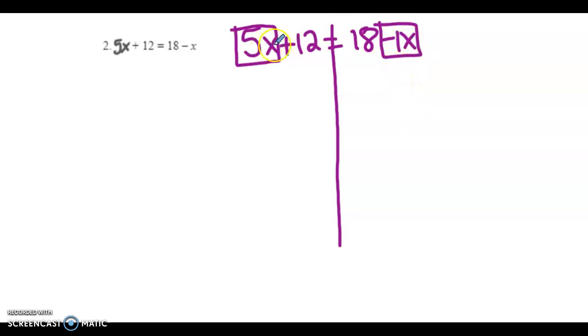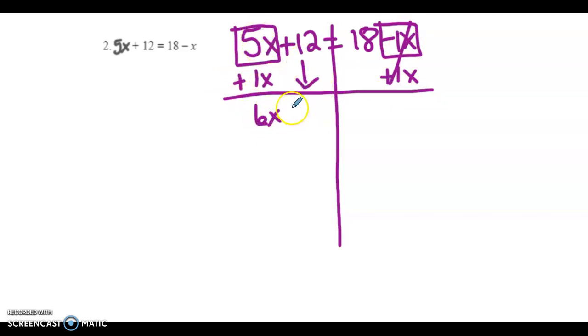And now since I have them on both sides, I need to get rid of one of them. And I always like to get rid of the smallest one. Negative 1x is smaller than 5x's, so I'm going to get rid of negative 1x. Since I'm subtracting 1x, the opposite would be to add 1x to each side. And then I'm going to simplify. These would cancel. 5x's plus 1x would give me 6x's. Bring down the 12 and bring down the 18.